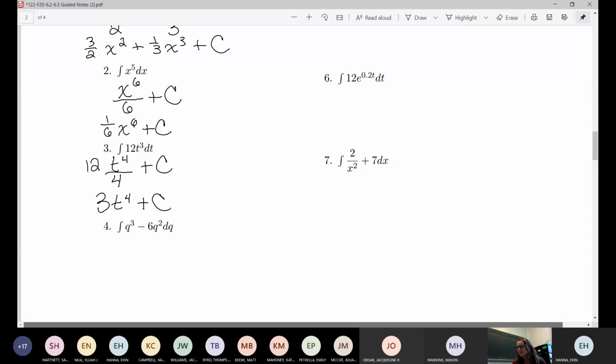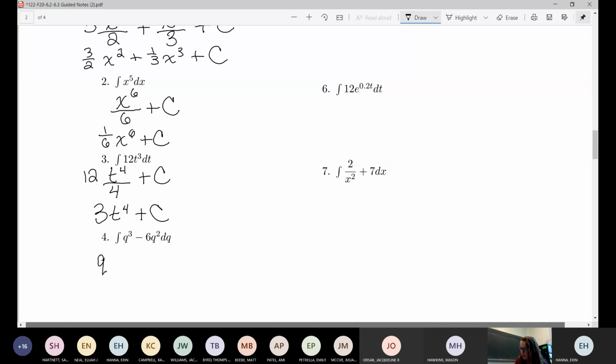All right, next one though. We have q cubed minus 6q squared dq. We have to take each of the antiderivatives separately because it's subtraction. First, the antiderivative of q cubed. We add 1 to the power, so it becomes q to the fourth, divided by that new power of 4. Subtract off the antiderivative of 6q squared, so the 6 comes along for the ride. We add 1 to the power of q, so q cubed, divide by the new power. Always put a plus c.